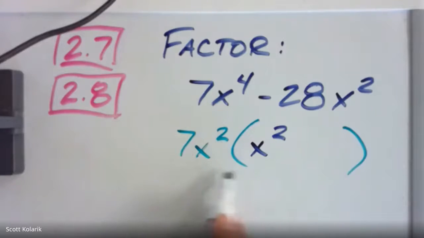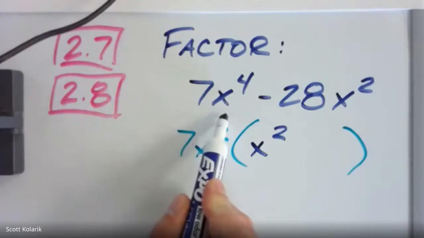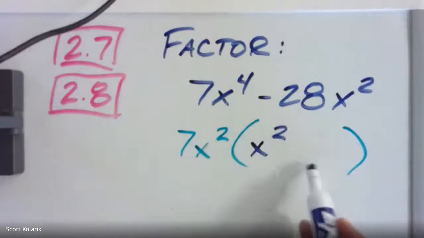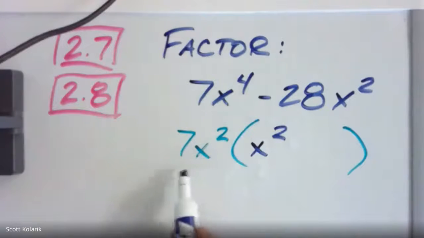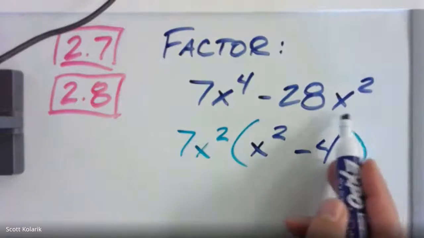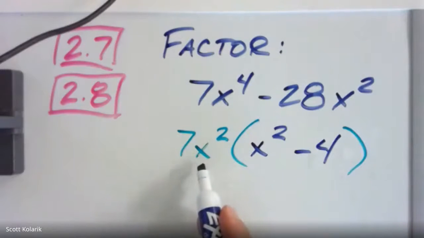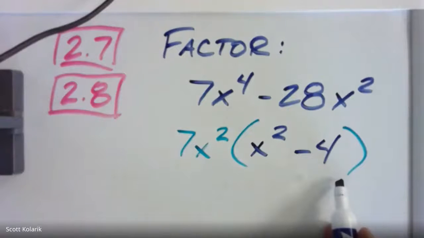I can confirm that I did that correctly because if I were to multiply these two back together, I should get right back here. And for my last term right here, when I factor out 7x squared, if I take this negative 28 and divide it by 7, I get negative 4. And then the x squared divided by x squared ends up canceling, so there's no x that I have to worry about there. And so there's my factored version of greatest common factor.